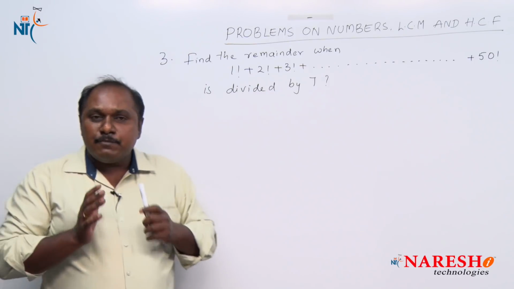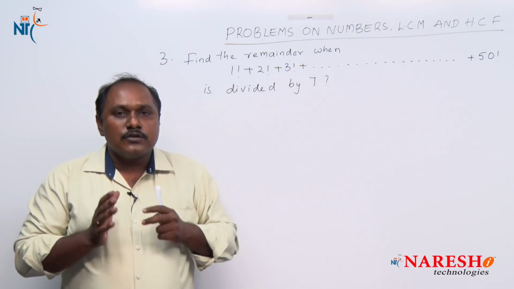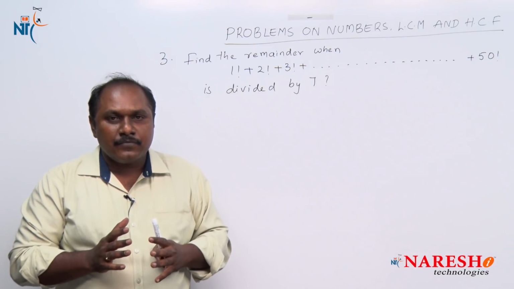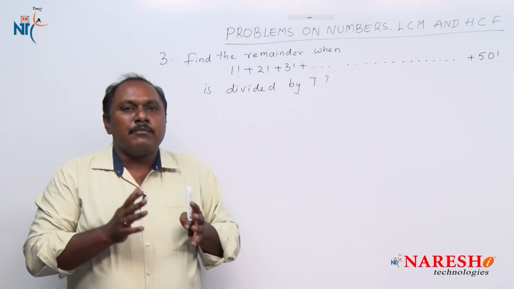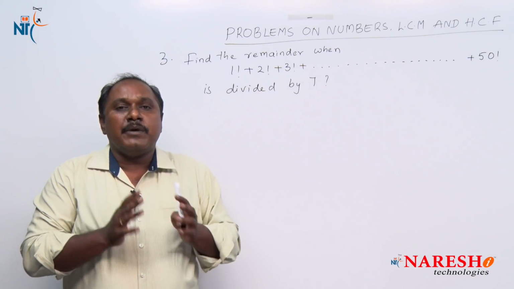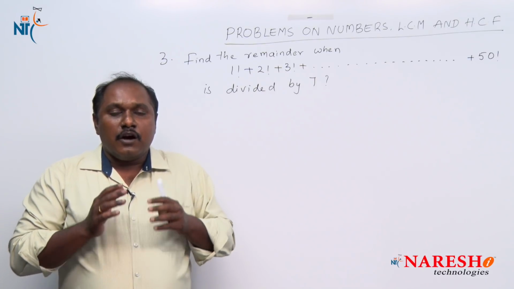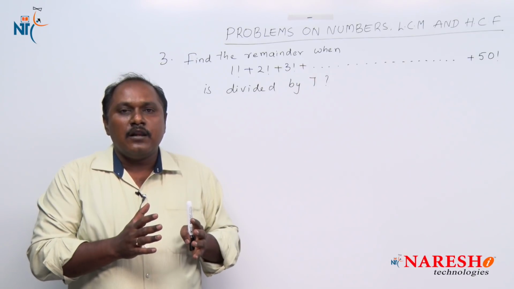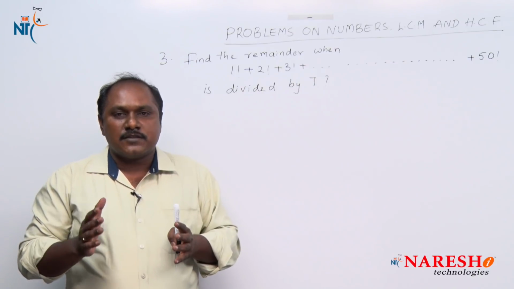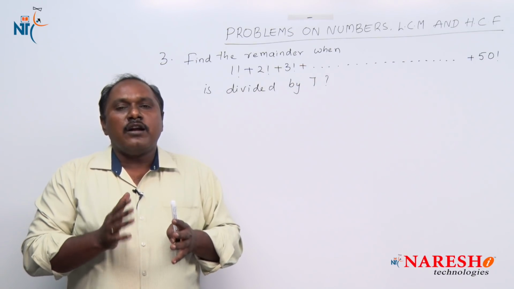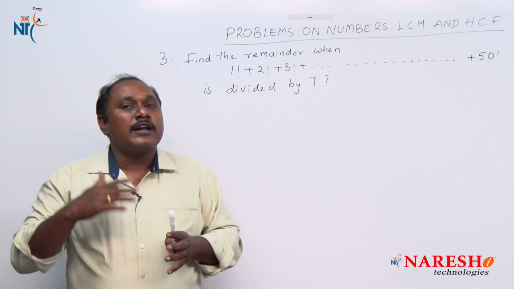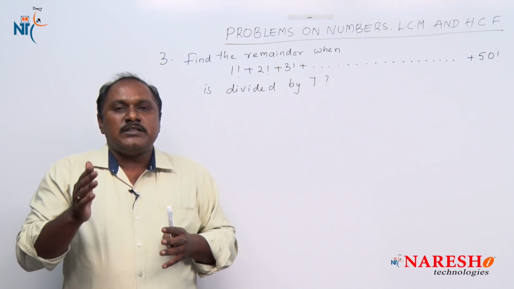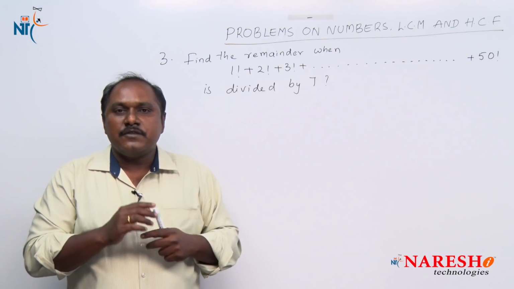The first basic point that we must know to solve the questions in this chapter is, when you divide any number with 7, what are the remainders possible? The remainders possible are from 0 to 6. That is, we cannot get a remainder 7 or greater than 7. Always it should be less than 7. This is the first point.